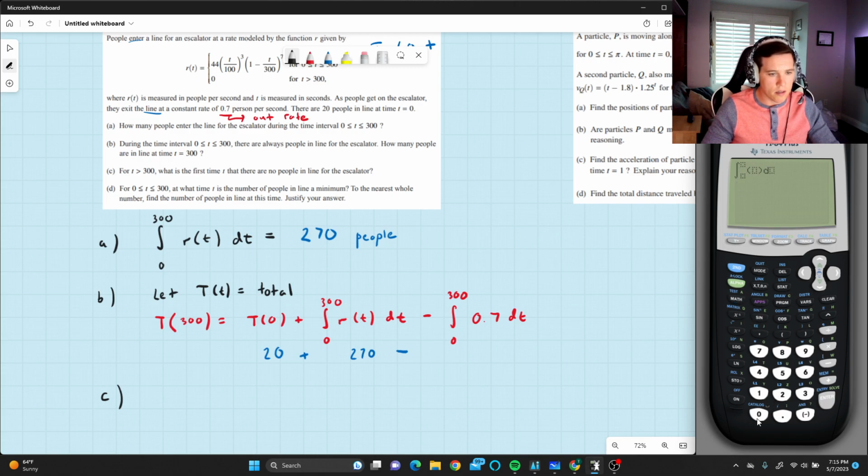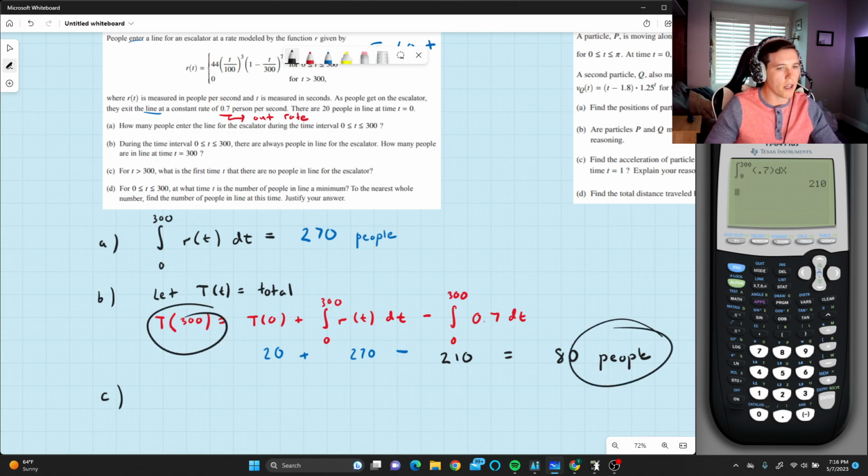So math 9, 0 to 300. And then we'll plug in 0.7. Remember, even though it's a rate, we still accumulate it to get our total. 210. Okay, so these are whole numbers. They were nice to us. So in other words, in this part, we had 20 plus 270 is 290 minus 210 is 80, if I did that right. Check with your calculator. It'd be really stupid to make a bad mistake here. So there are 80 people in line. So at time 300, we have 80 people in line.